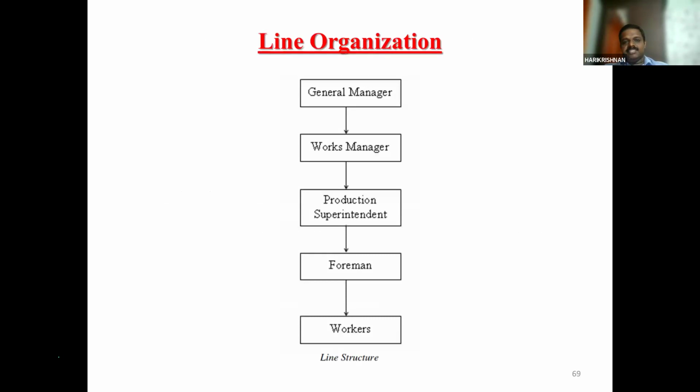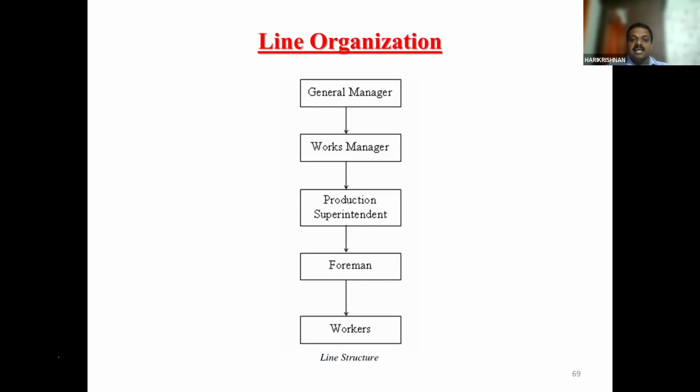This is the basic thing of a line organization. You may see there will be a general manager over there, then a works manager, then a production superintendent, then a foreman and the workers. Workers means there will be different workers, but the structure is GM, works manager, production superintendent, foreman, and the workers. Now is it clear?